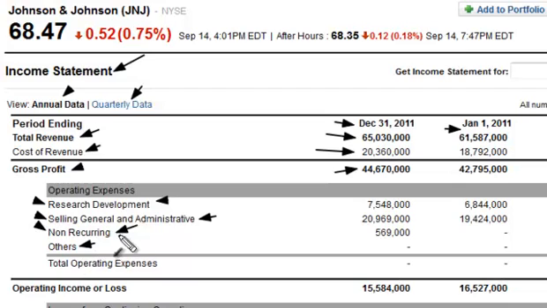Once you have subtracted operating expenses from the gross profit, you come down to the operating income or operating loss. And the operating income here, obviously, because it's a positive number, we know that it's an income, it's an increase. If it were a negative number, we'd know it to be a loss at that level.